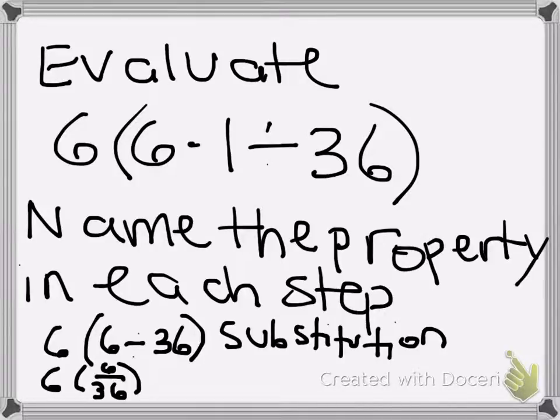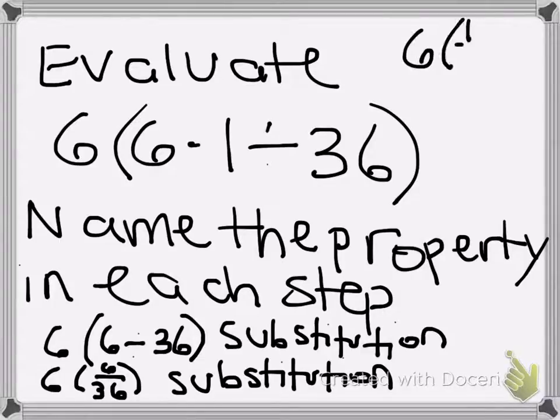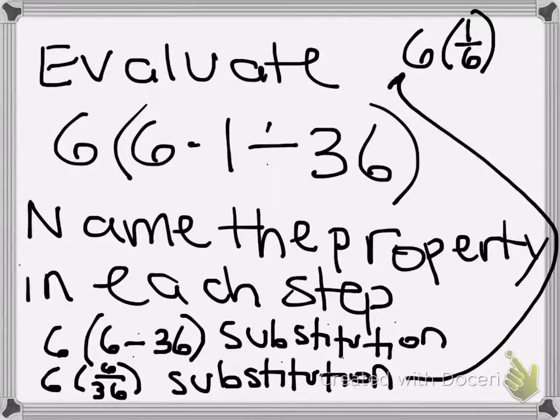So I'm left with 6 times 1/6. Now if I'm simplifying the fraction, I'm substituting it with the new fraction. So I have 6 times 1/6. Okay, so if I did that, I also am using the substitution property.